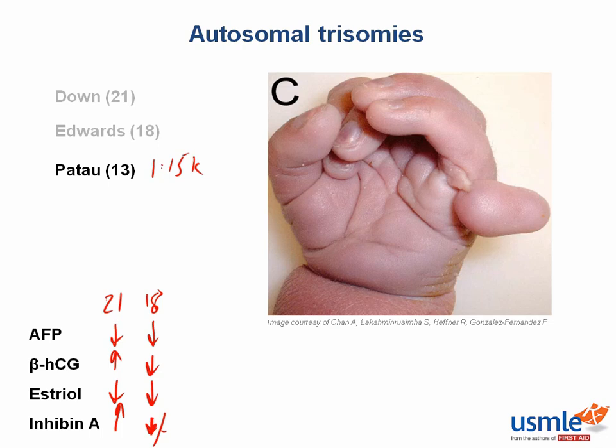For this one, we won't use a quad screen in the 2nd trimester, but in the 1st trimester, you'll see low beta-HCG and low PAPP-A, which, by the way, you would also see in the 1st trimester during Edwards syndrome, and also an increased nuchal translucency like I showed you in Down syndrome.